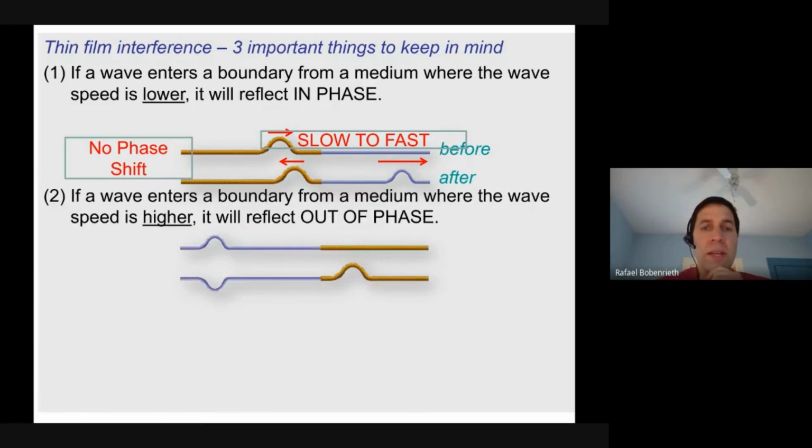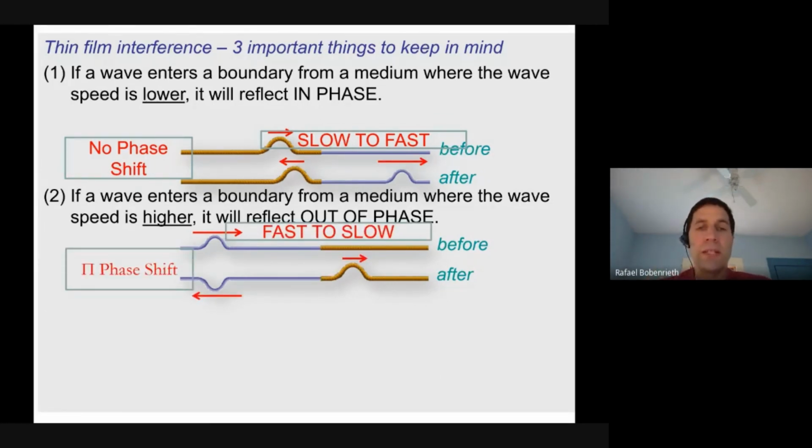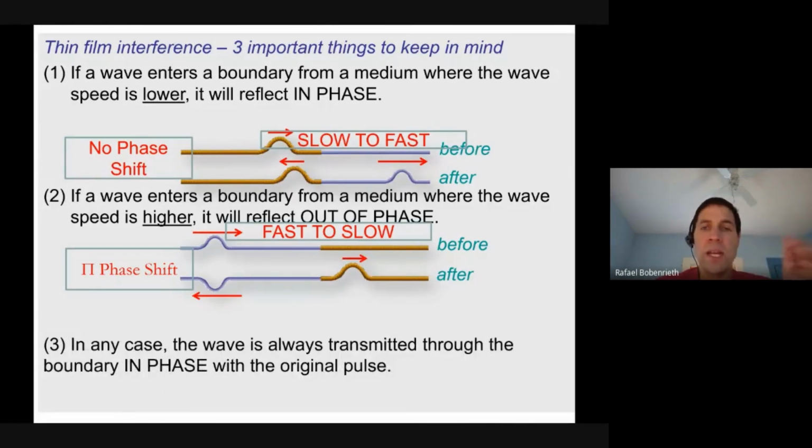The second scenario is if I'm going from fast to slow, and I get a phase shift on the reflected wave. Notice crest coming in, trough going out. The third key point is this: in all the cases, the wave that is transmitted through the boundary is always in phase. So there's no phase shift for any sort of transmission of wave from one medium to another. Okay, it's all about the reflection. So those are three key points.